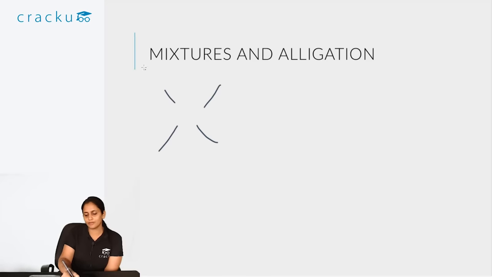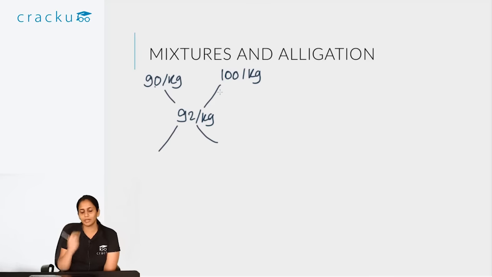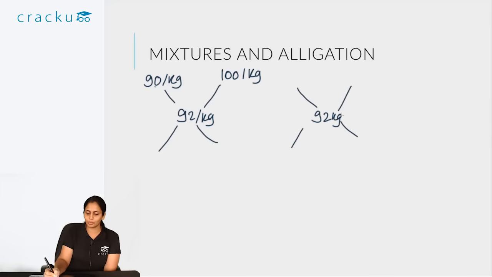So suppose you have a rice which costs you 90 per kg and another rice which costs you 100 per kg. In what ratio should you mix these two rice such that the given mixture costs 92 per kg? Now the quick way to do this is to write it in this way. You draw this. You write the required mean over here, 92 per kg, and you write one input over here, the other input over here.